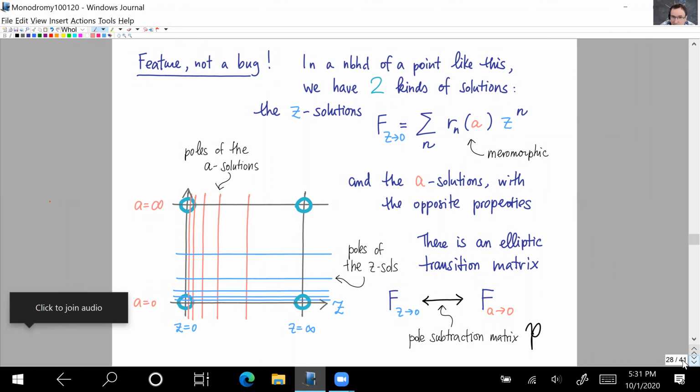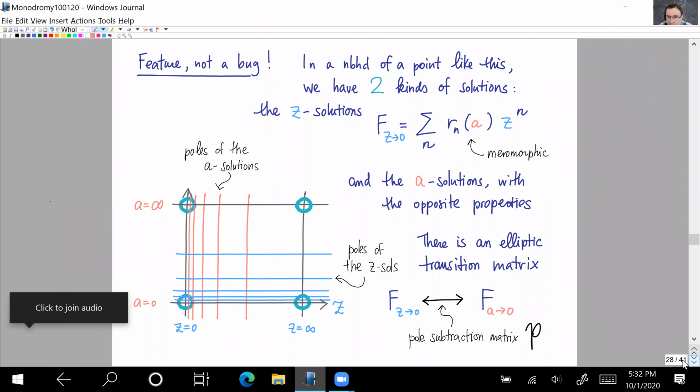One is a series in Z with coefficients rational functions of A. It means that in Z it's holomorphic, but in A its poles accumulate to the origin. So this is a picture to go with it. If I have a Z solution, drawn in blue in this picture, then in Z it's holomorphic in some neighborhood of the origin, but in A it has poles that accumulate to the origin, because if I go deeper and deeper in my coefficient Rn of A, I get more and more poles that accumulate to the origin.